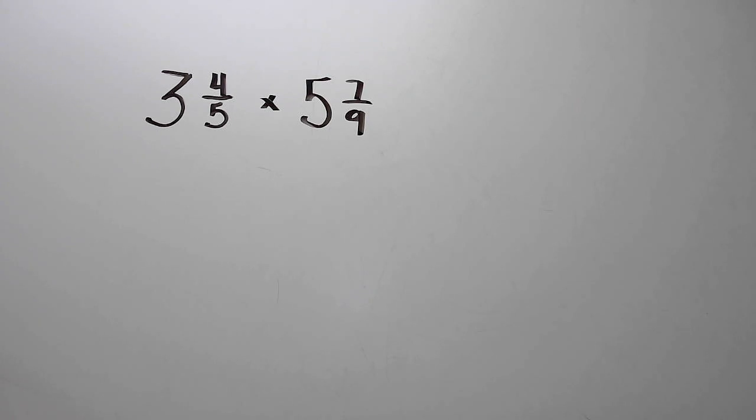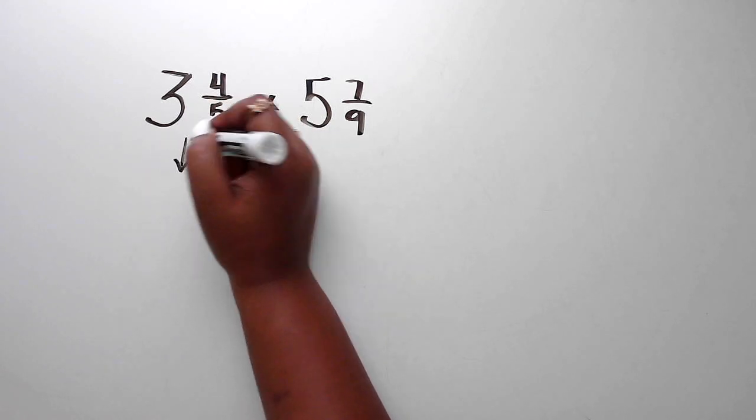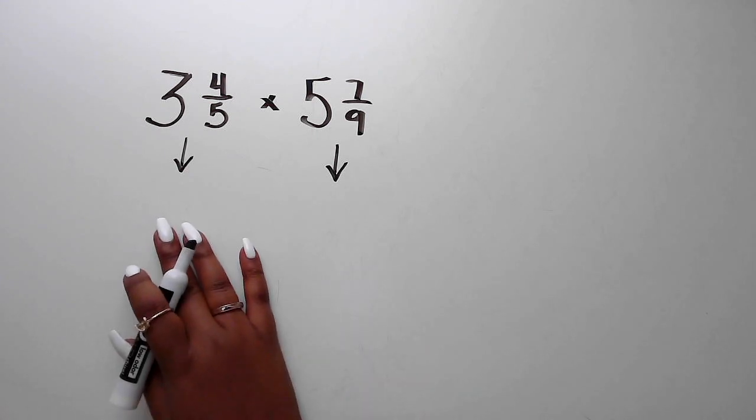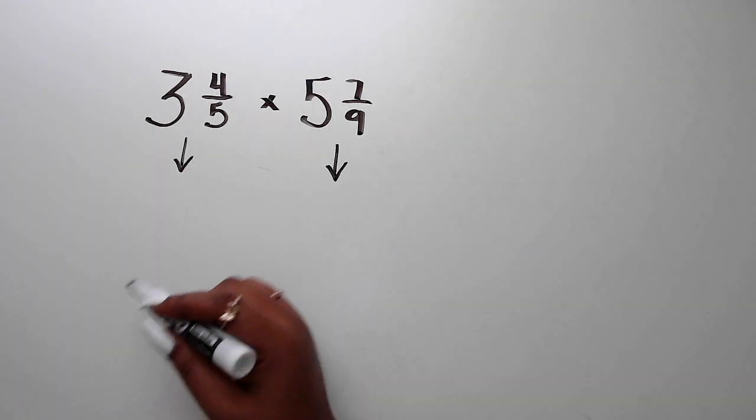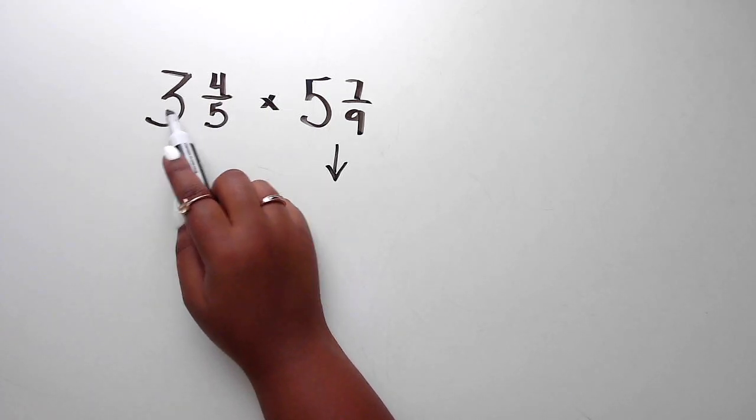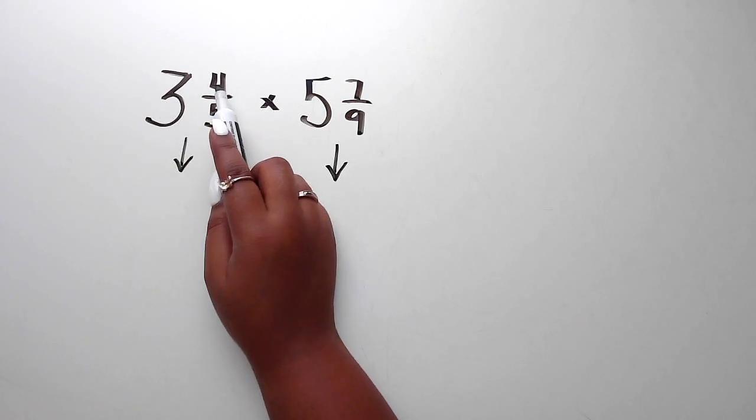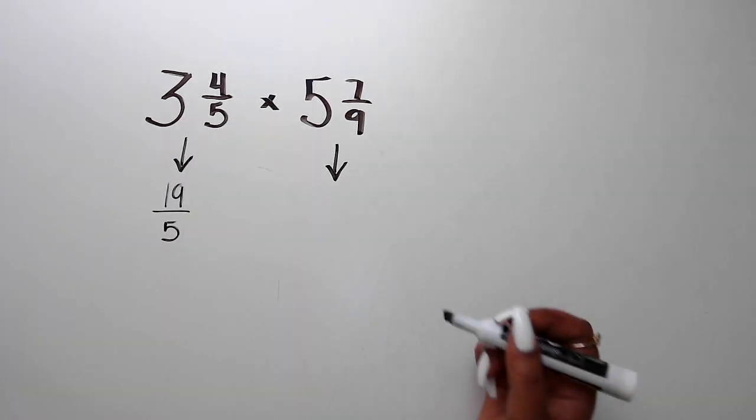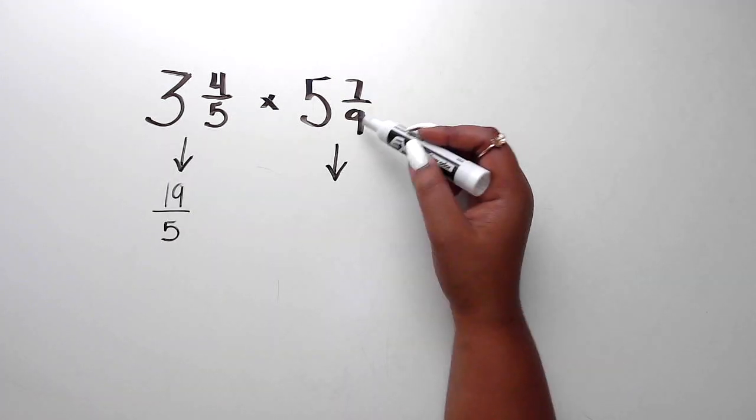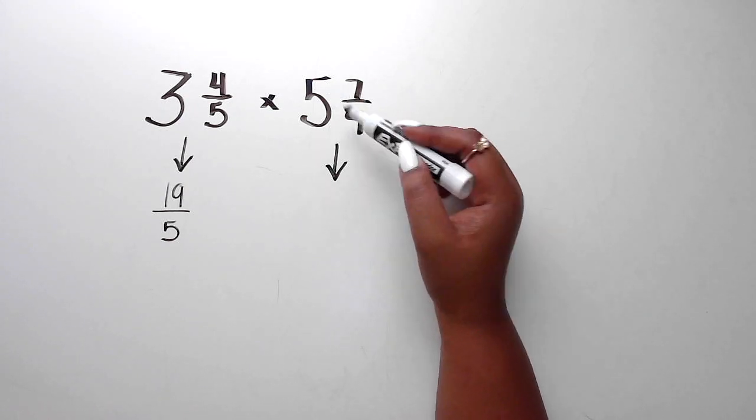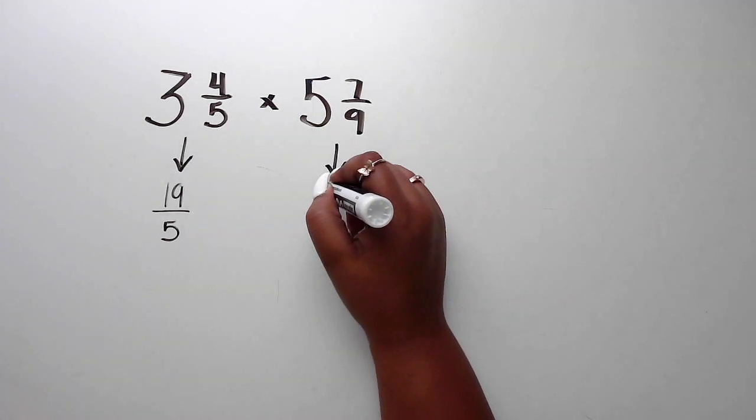We're going to multiply two mixed numbers using two separate strategies. The first strategy is to convert both mixed numbers, it could be one or both mixed numbers, to fractions greater than 1, also known as improper fractions. We know with 3 and 4/5, the denominator is fifths. So 3 groups of 5/5 is 15, plus 4 more is 19, so 19 fifths. And with 5 and 7/9, the denominator is 9, so 5 groups of 9/9 is 45/9, plus 7 is 52/9.